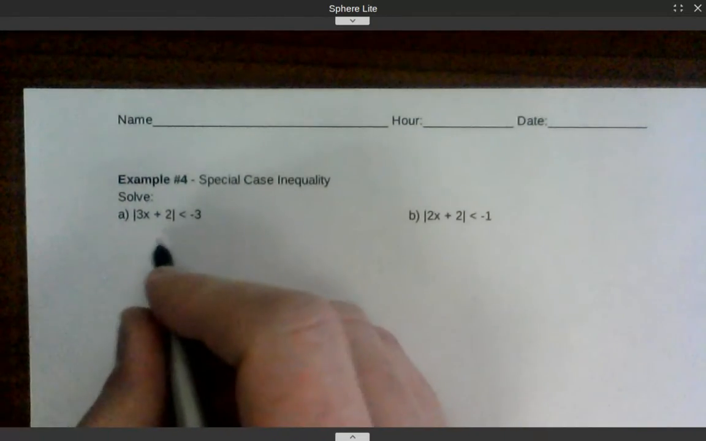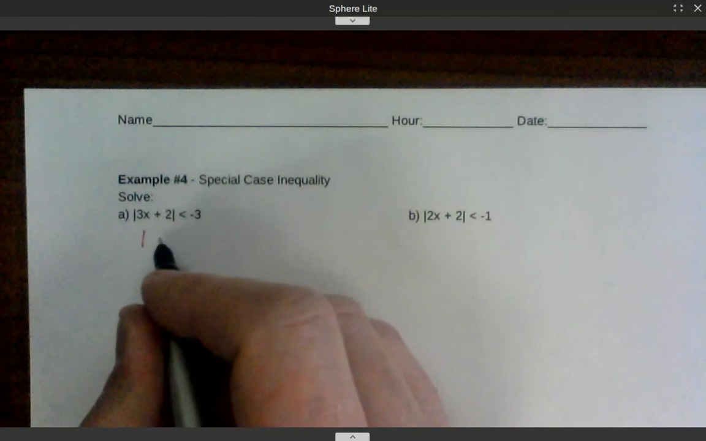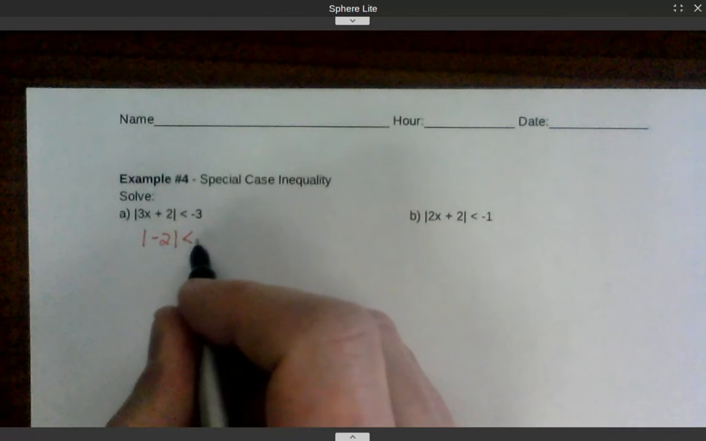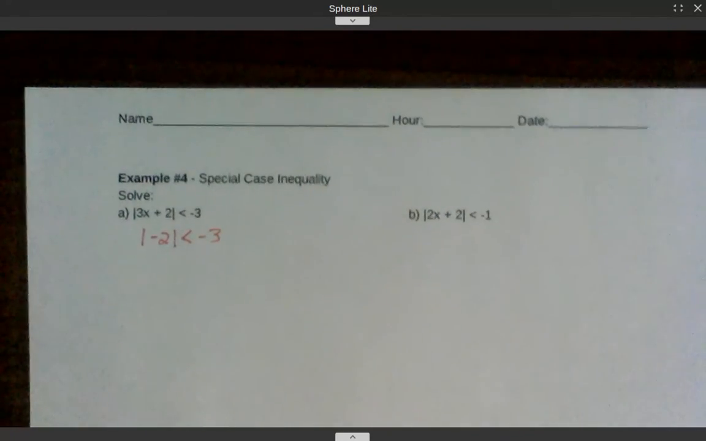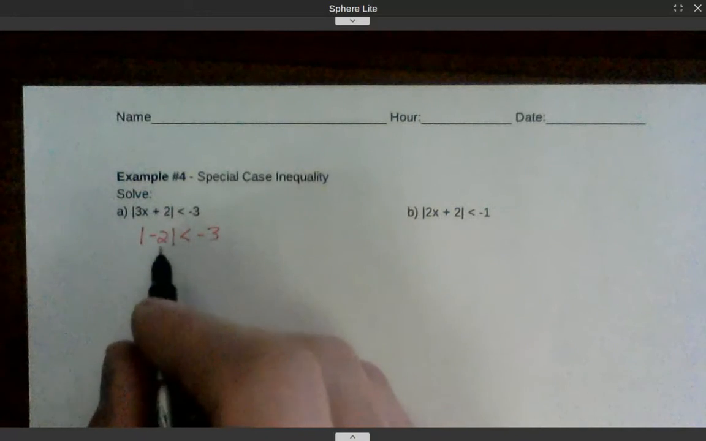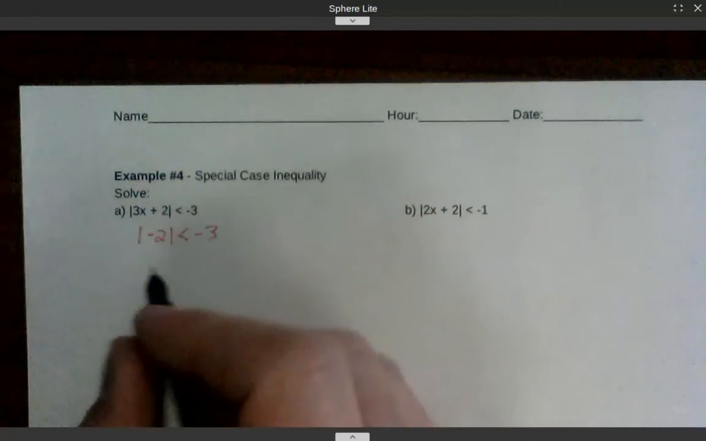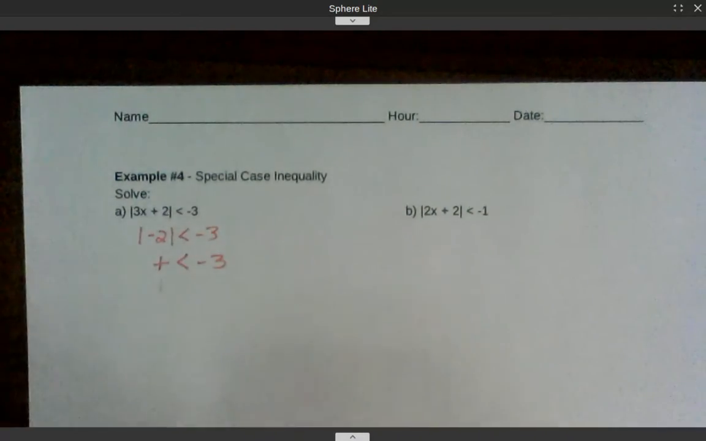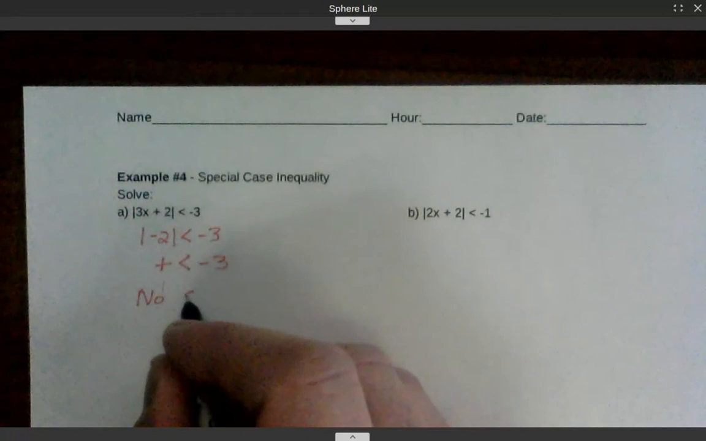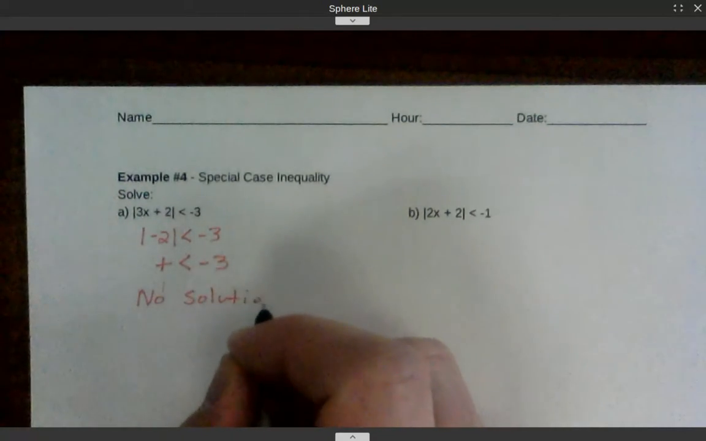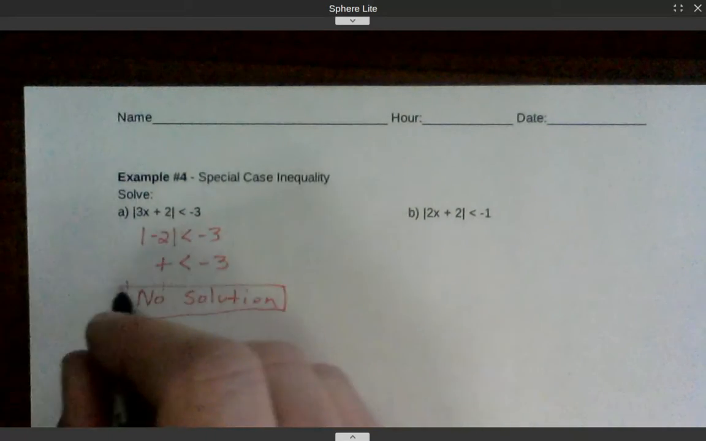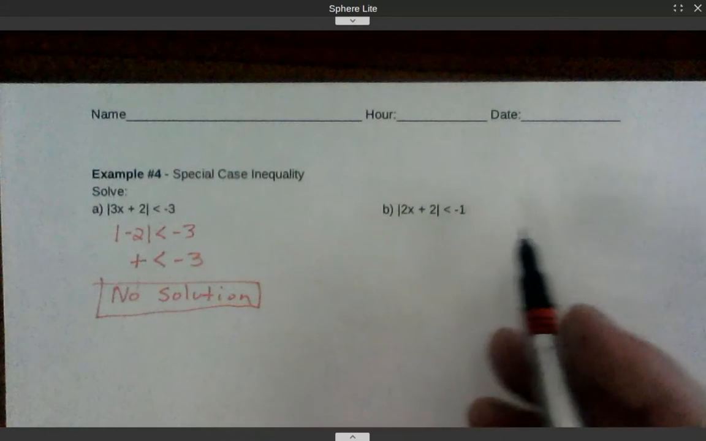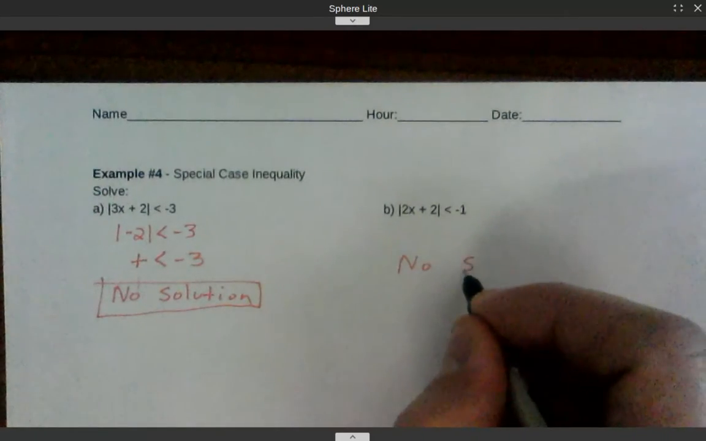special case inequality. Now, if I said I'm going to find the absolute value of any number, for example, -2, can I ever get that so it's less than -3? Well, no, I can't get anything less than that because I know that the absolute value is always positive. So this will always give me a positive number. And if I'm trying to get a positive number that's less than -3, what we do is we say that this is no solution. So in this case, how can I get a number that's less than -1? Well, I can't. So again, this is a no solution.